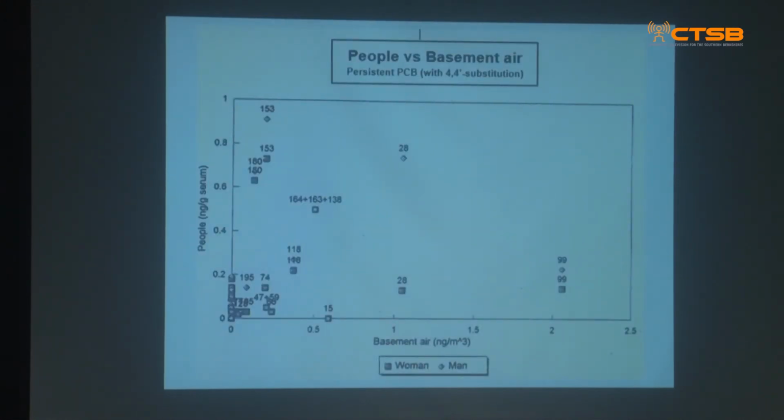These are the non-persistent congeners. These are the more persistent congeners. Now, the ones I showed you, PCB 28 and 99, those were present both in the blood and in the air. But most of the PCBs on the left axis, they're high in the blood, but they're not high in the air. And that's because the route of exposure was primarily from eating animal fats.